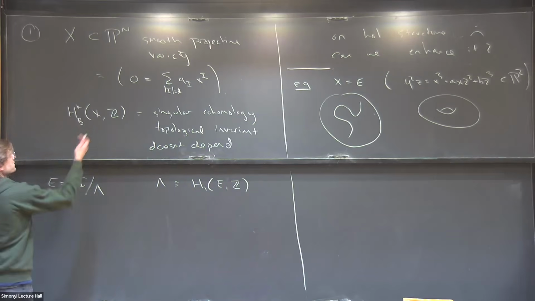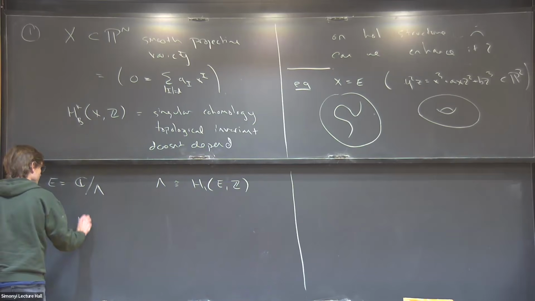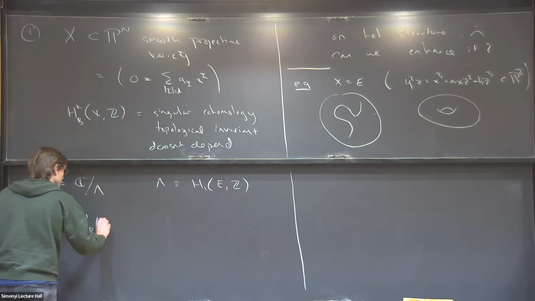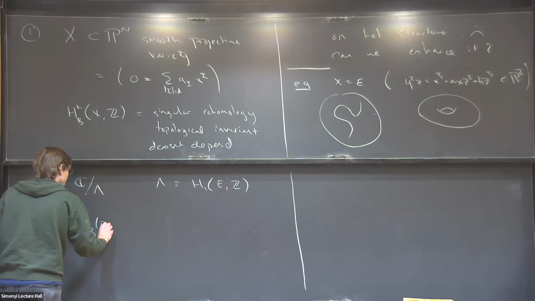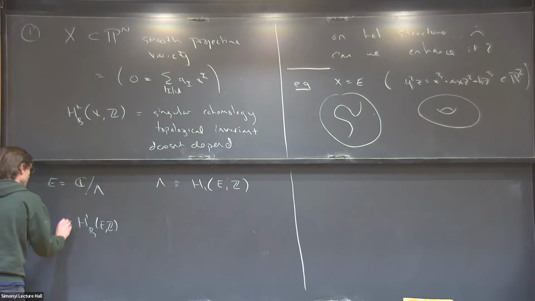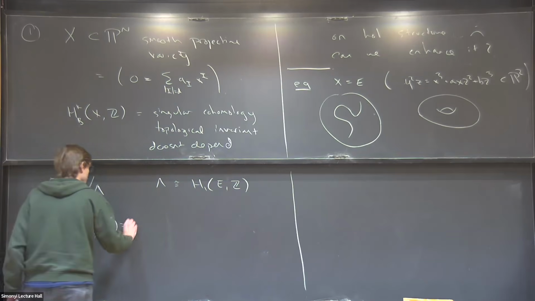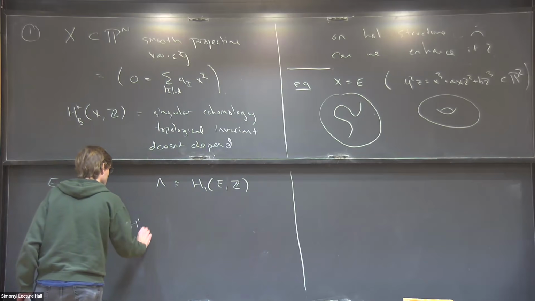Okay, so we can talk about the singular cohomology. As I said, it's the first cohomology that's interesting. We can tensor this up with C. So we get this C vector space.